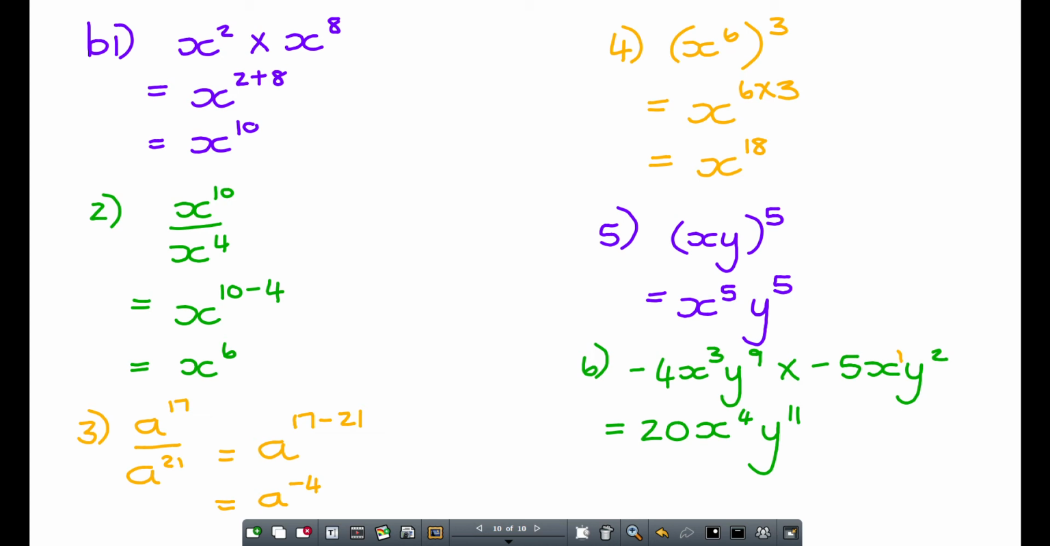Anyone else? Can I skip? Now we've got to do number 10. Just hands up, who's still copying? Phones down. Okay, right. Yes, you also had to do number 10.